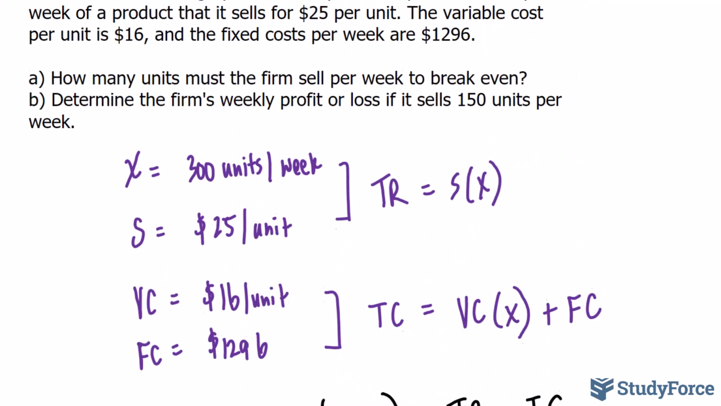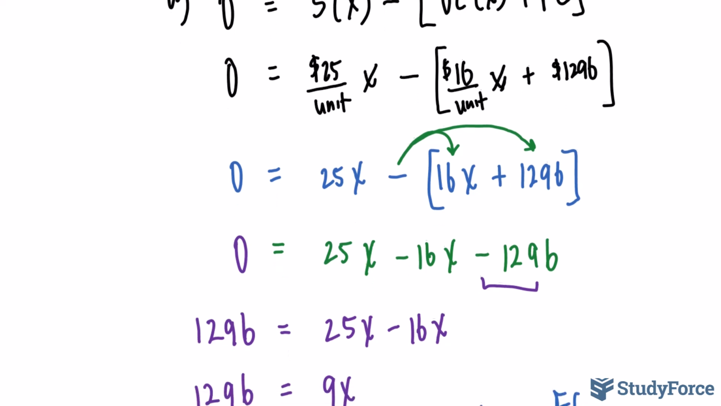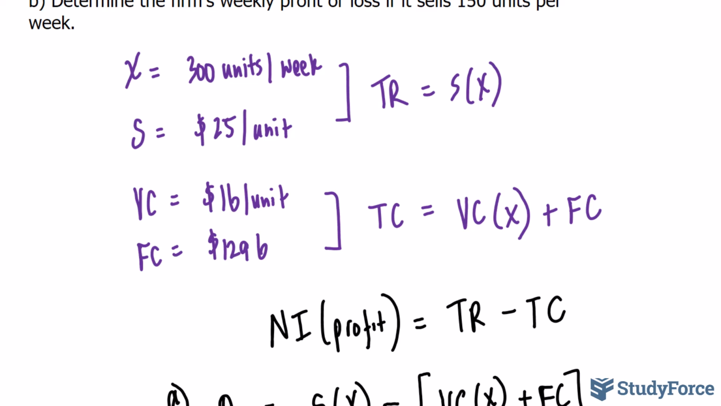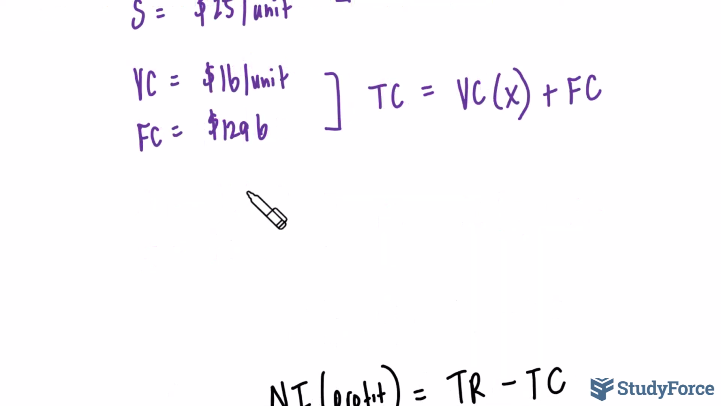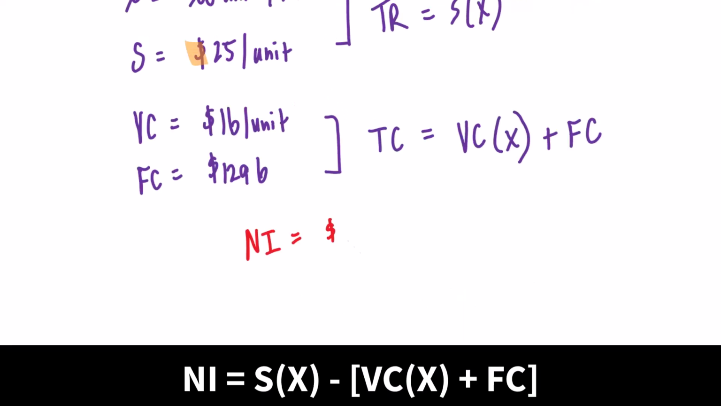In question B, it says determine the firm's weekly profit or loss if it sells 150 units per week. Now we know that they will be at a profit because 144 is required to break even. But nevertheless, let's do the calculation. We go back to our net income or profit formula. Our net income or profit is equal to SX, or in our case, it's $25 per unit. That's being multiplied by 150 units per week.